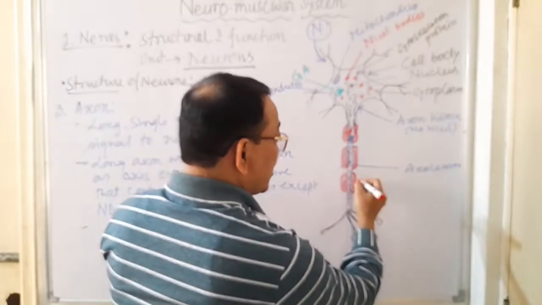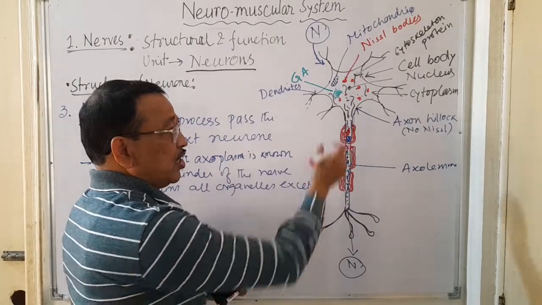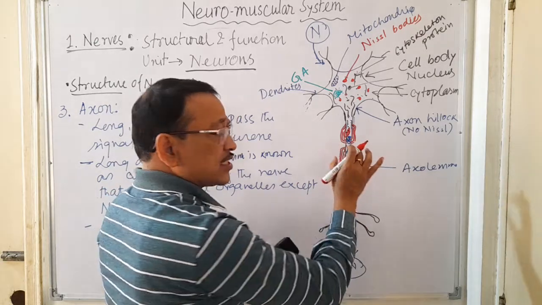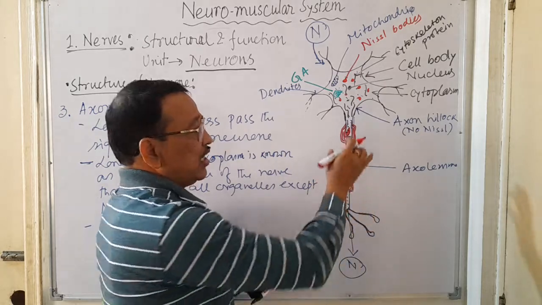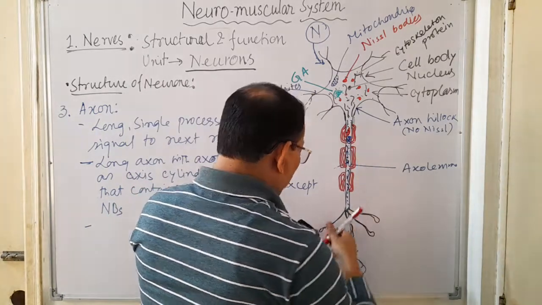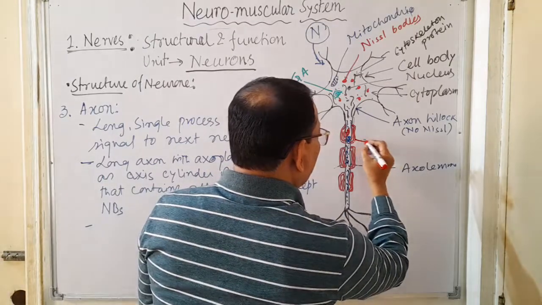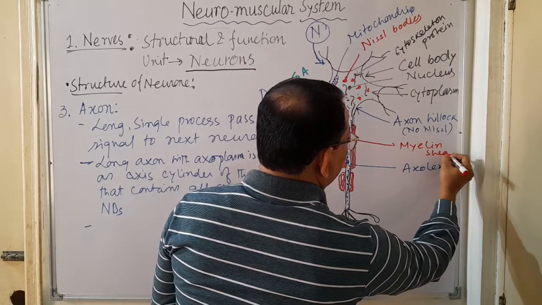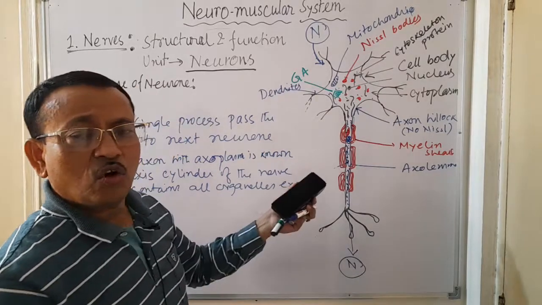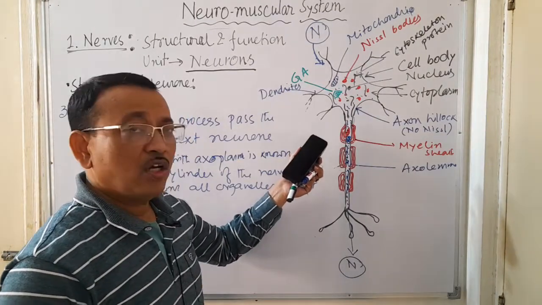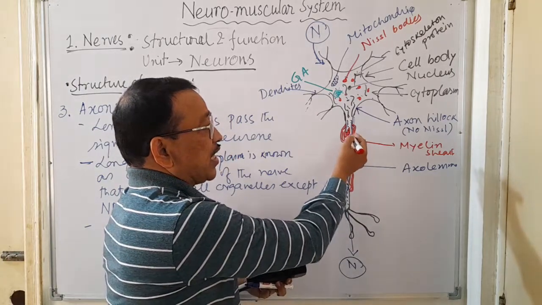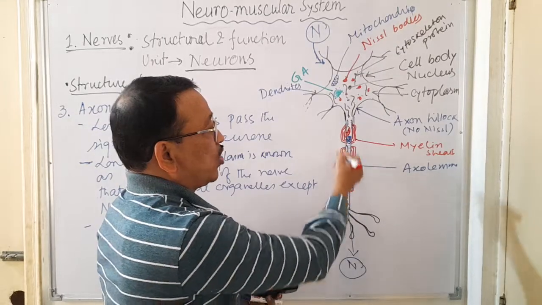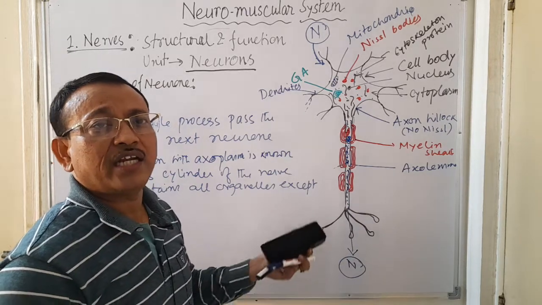There is a concentric layer of protein and lipid substances throughout the axon in some neurons, except in some gaps. This is known as the myelin sheath. Those neurons in which there is a myelin sheath around the axon are known as myelinated neurons or myelinated nerve fibers.